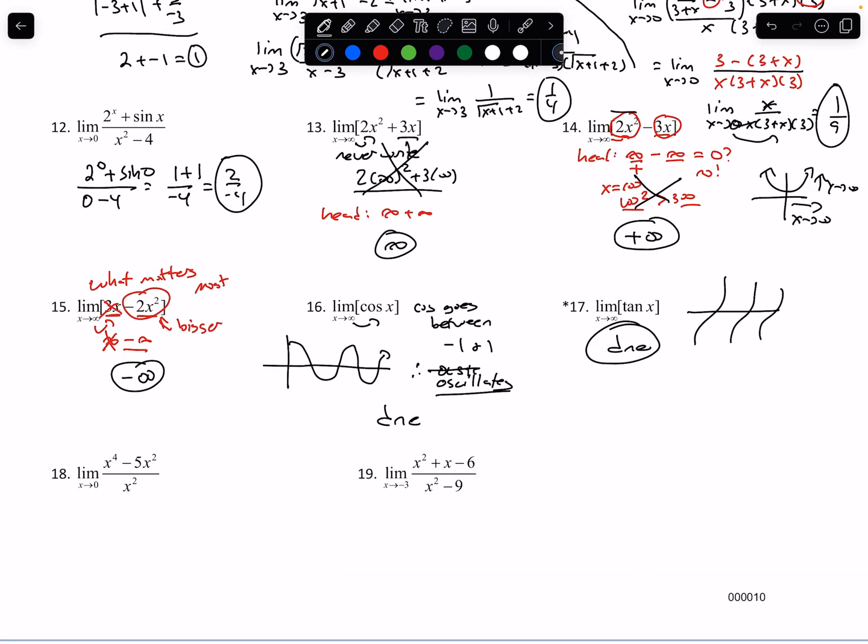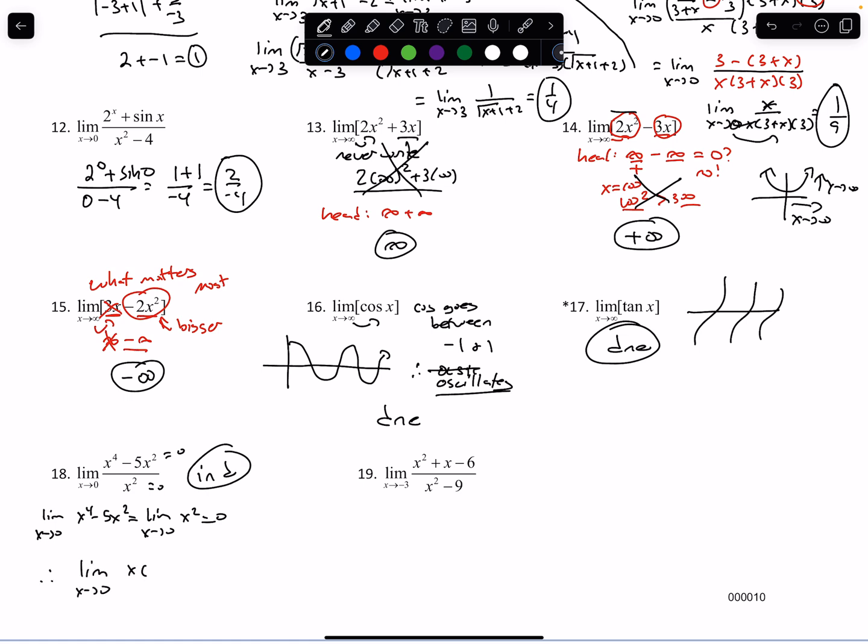All right, number 18. Let's see here. For number 18, notice the top is 0 and the bottom is going to be 0. So I would write out my statement. The limit as x approaches 0 of x to the fourth minus 5x squared over the limit as x approaches 0 of x squared, which is 0 over 0. Remember, this is indeterminate.